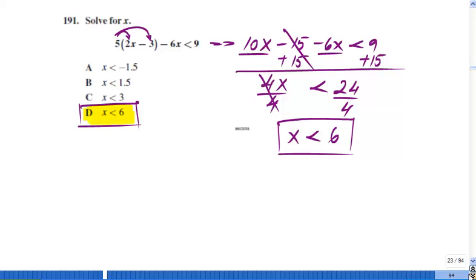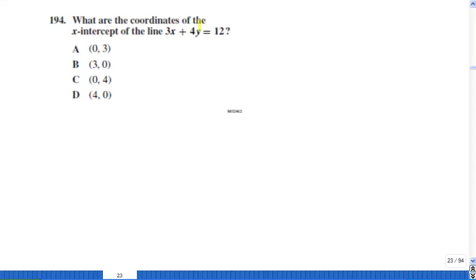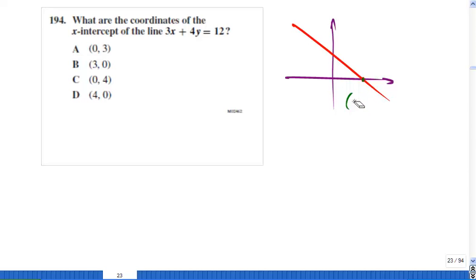Okay. Let's try another one. What are the coordinates of the x-intercept of the line 3x plus 4y equals 12? Do you guys remember? If I have the x-intercept, supposing that this is my line, the x-intercept is that point over there. That point will have y equal to 0. I'm sorry, y will be 0, right? We'll have the coordinates, I don't know, x and 0.